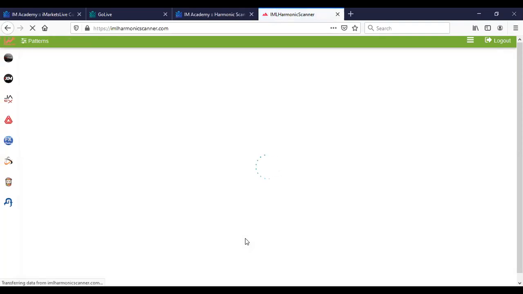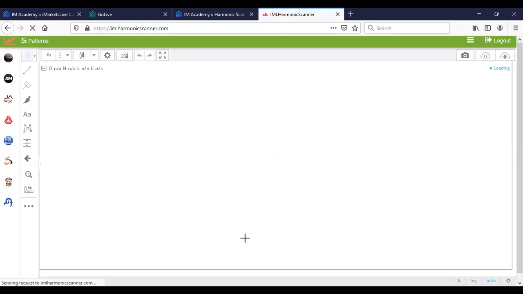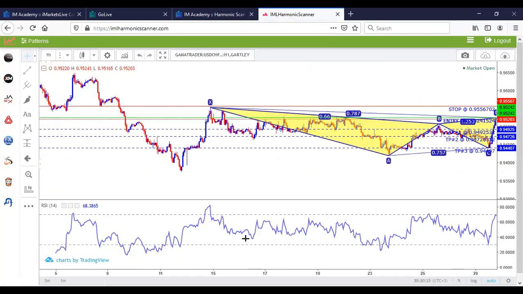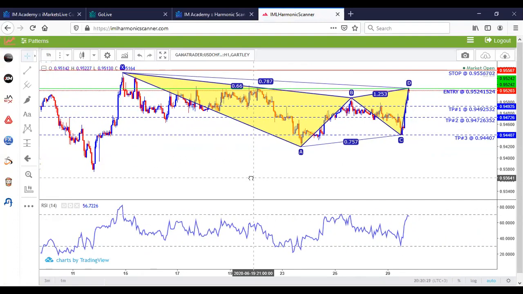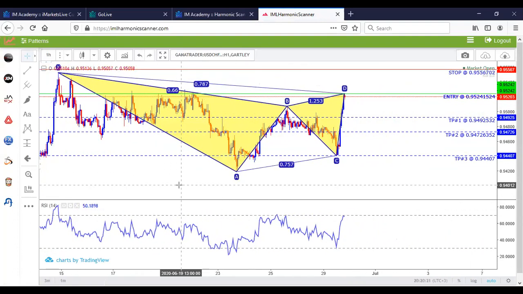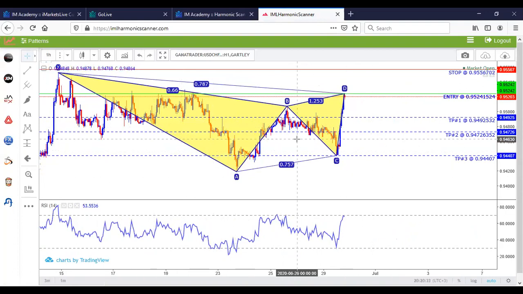It refreshes and it gives you the most recent scan that is there in the market. Very good scan here. And you can see from what we have, it has given us the entry point. It has given us the stop loss. It has given us the take profit 1, take profit 2, take profit 3.